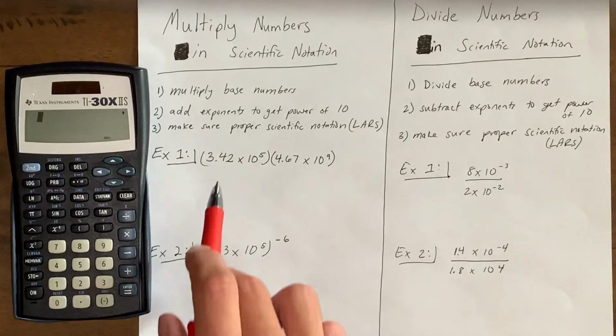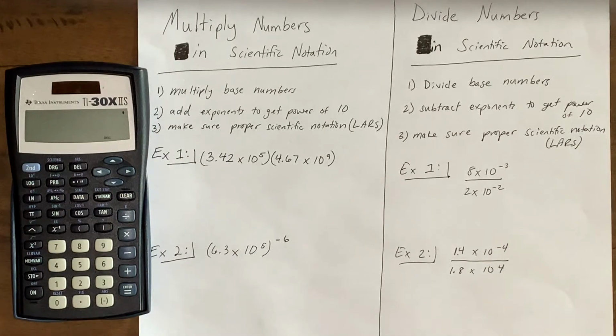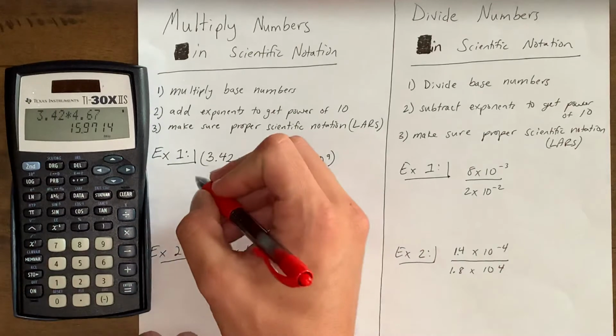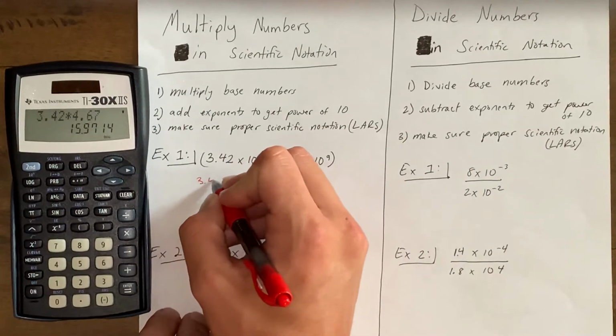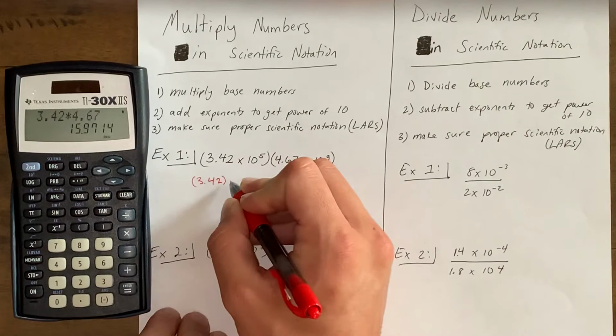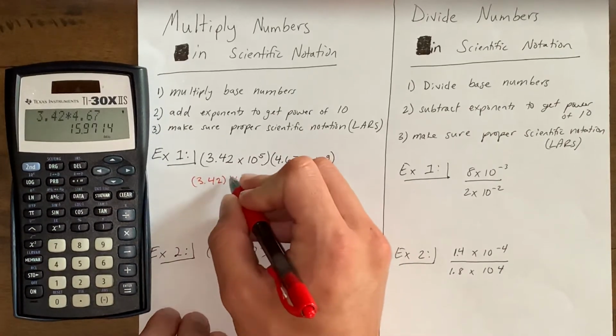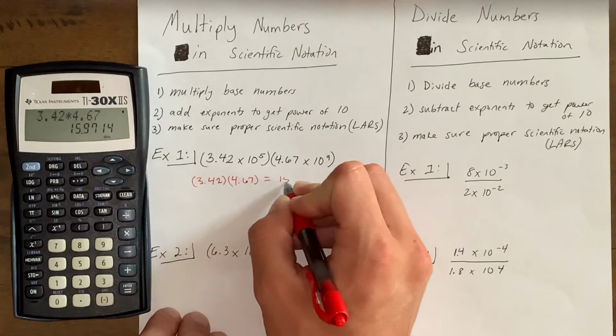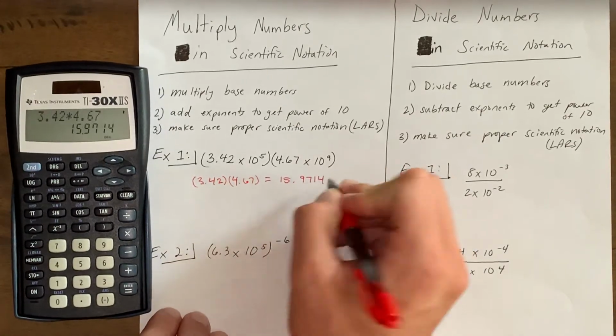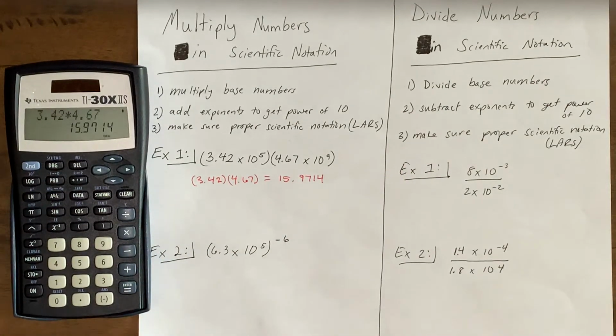Okay, so example 1, we have 3.42 times 10 to the 5th multiplied by 4.67 times 10 to the 9th. So step 1 says multiply the base numbers. We can use a calculator for this because we're not really testing our ability to multiply decimals here. We're trying to multiply numbers in scientific notation. So we go 3.42 times 4.67, and that gives us, so let me write that step down, 3.42 times 4.67, and that equaled 15.9714. Okay, we'll leave that there for now.